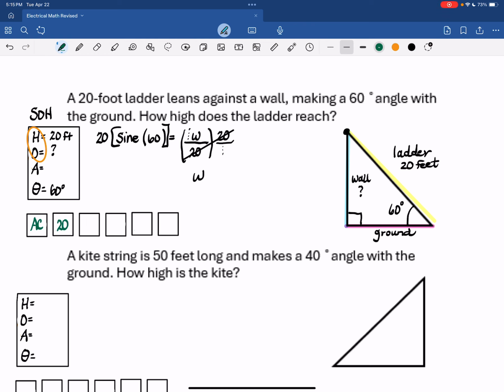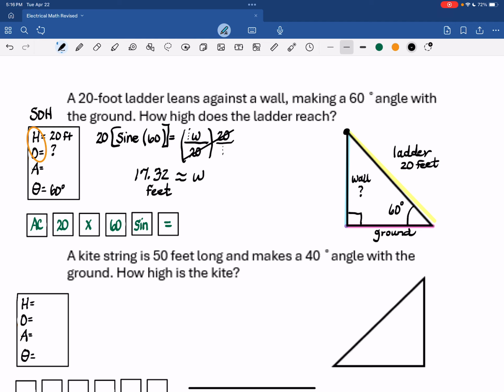20 times 60 sine equals. So all clear, 20 times 60 sine equals about 17.32 feet. And that makes sense. A wall that high would need a ladder. That's a reasonable answer for this.